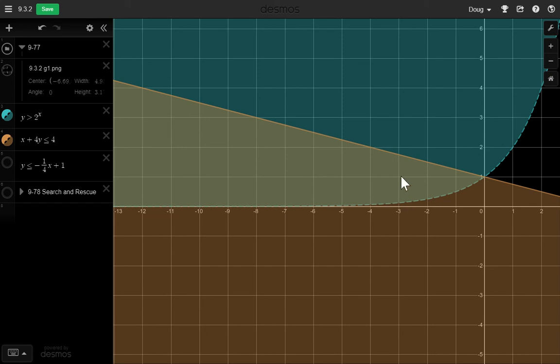Negative 3, 1 is a solution. Negative 4, 2 is a solution because it is on this line, right? And that negative 4, 2 is a point that's on this boundary. So I'm just picking integer points.